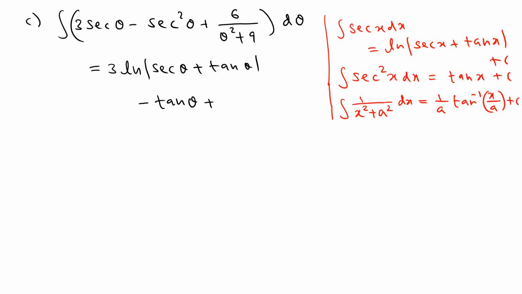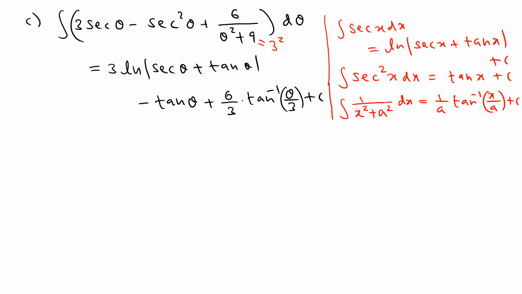And then the next one, you can see this 9. 9 means 3 squared, so that means a equals 3. So it is simply 6 over 3, where 3 means a, tan inverse theta over 3 plus c.